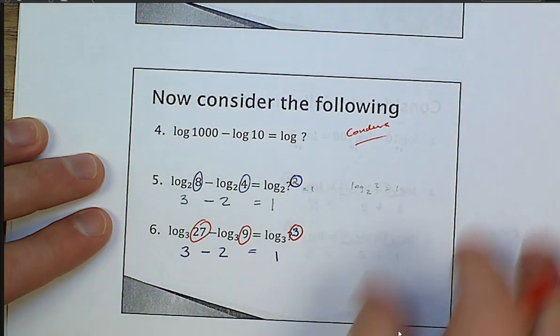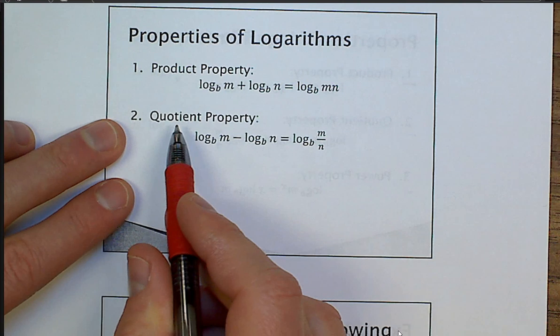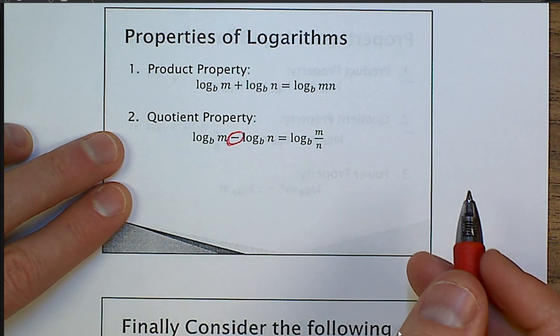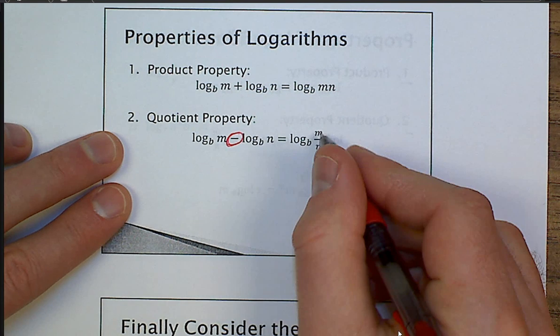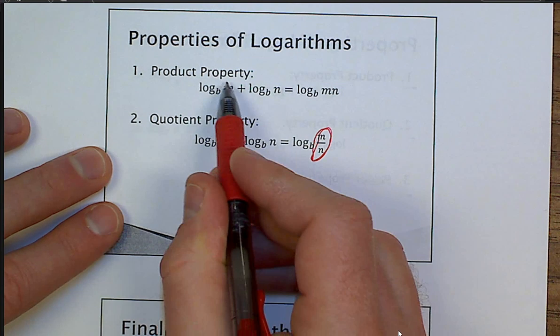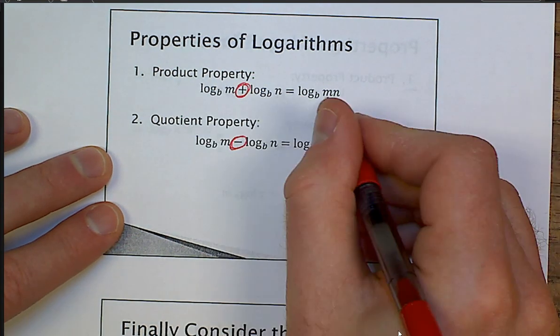So what we just figured out is the quotient property. Look at the quotient property. It has a minus sign always in the middle. If you have a minus sign, you are dividing your m and your n. Just quick review, product property: if it's a plus sign in the middle, then you're multiplying them together, m and n.